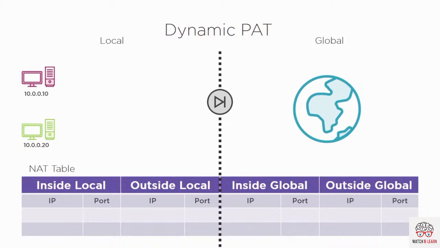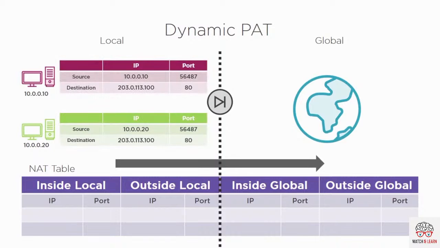Well, now here, imagine if I have two PCs on my local network, 10.0.0.10 and 10.0.0.20, and they both want to surf out to the internet at the same exact time. As a matter of fact, not only do they want to surf out to the internet at the same exact time, they want to surf to the same exact website at the same exact time. Now, we only have a single IP address on the global side of our network. So we only get one public IP address here to use, but we have to get both of these devices out to the public internet and back again.